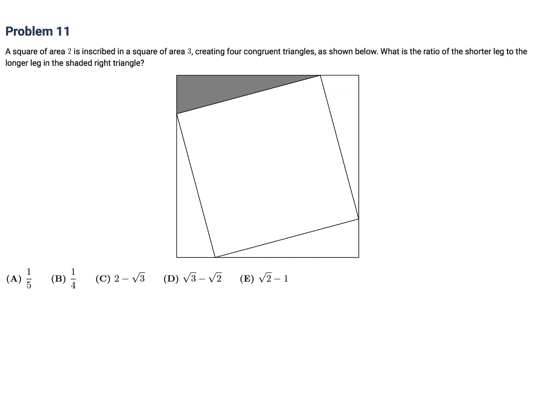A square of area 2 is inscribed in a square of area 3, creating 4 congruent triangles as shown below. What is the ratio of the shorter leg to the longer leg in the shaded right triangle?